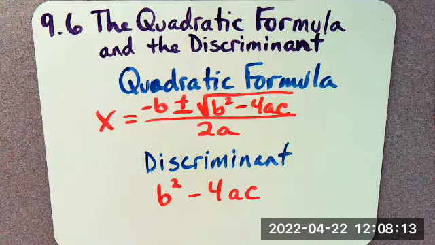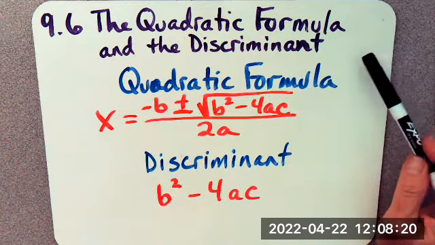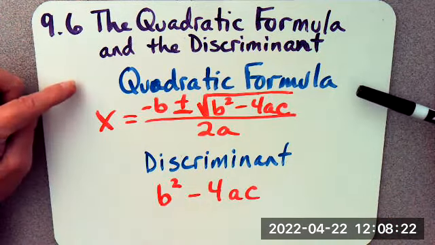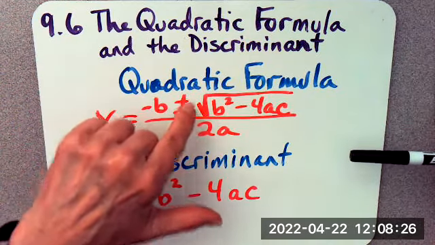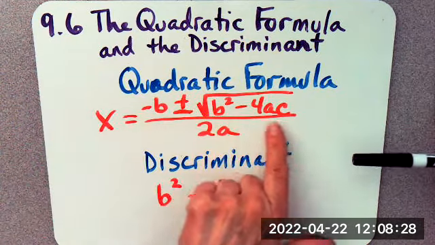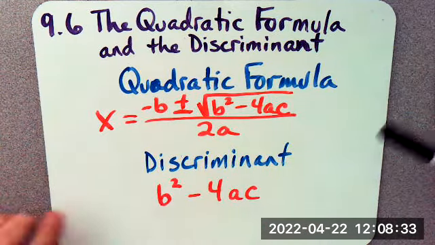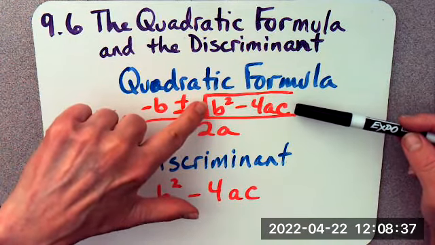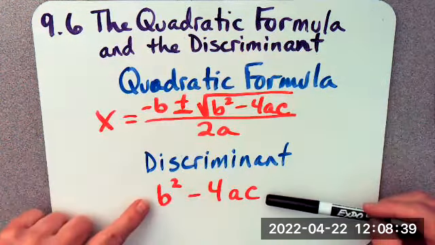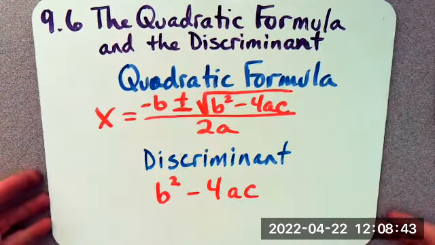Morning. This is Ms. Billerbeck, and we are going to talk about 9.6, the quadratic formula and the discriminant. So the quadratic formula is x equals negative b plus or minus the square root of b squared minus 4ac all over 2a. And the discriminant is actually just this section here, b squared minus 4ac. So that is the discriminant. So we're going to learn about that today.